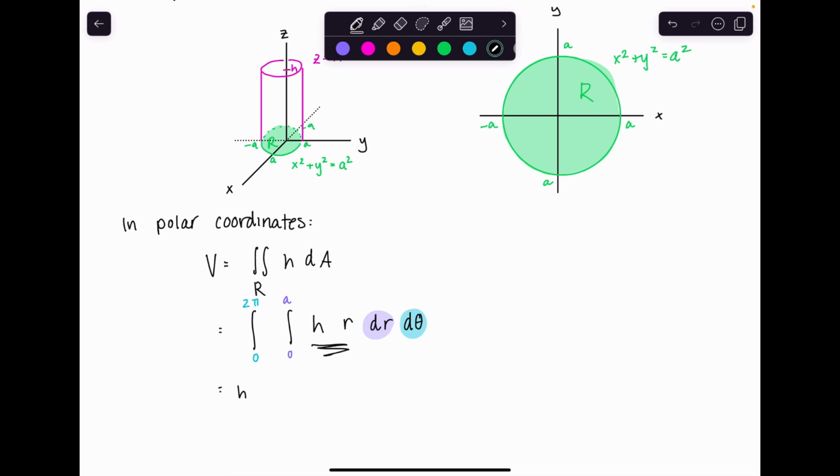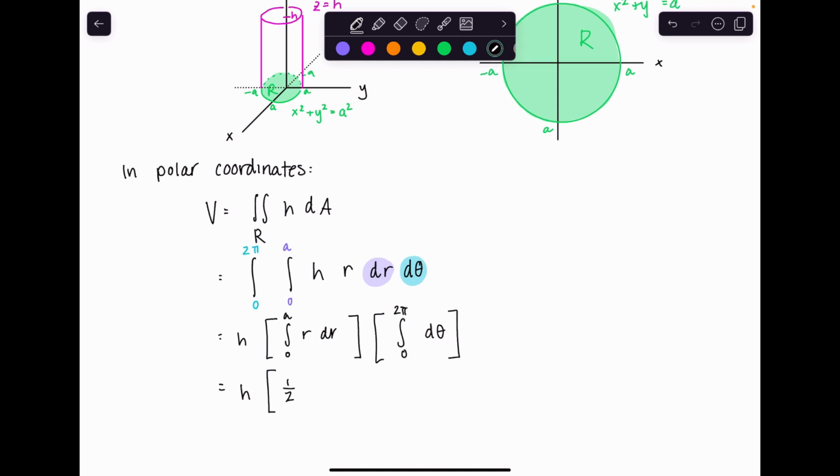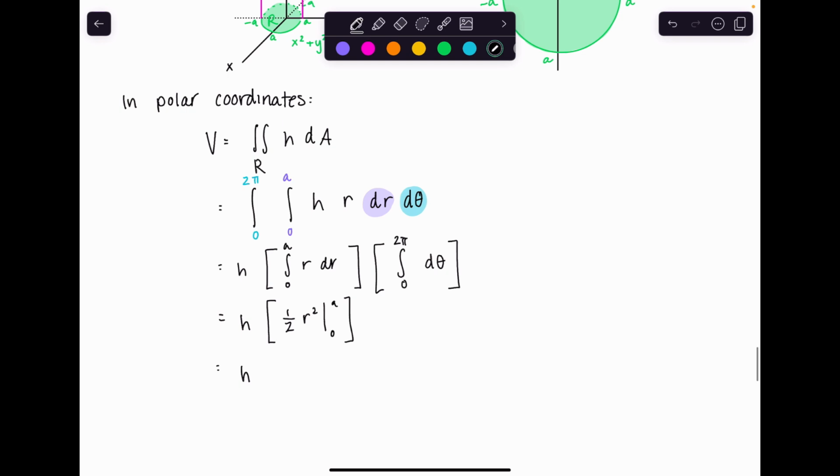And then really this inside is separable. There's no theta. So what I can do is break this down into two separate integrals. So we've got the integral with r dr, and then the integral with just 1. Theta is changing between 0 and 2 pi, and then r is changing from 0 to a. So this first one, if we run through that, that's 1/2 r squared, evaluated from 0 to a. And I'll come back and do the second one next.